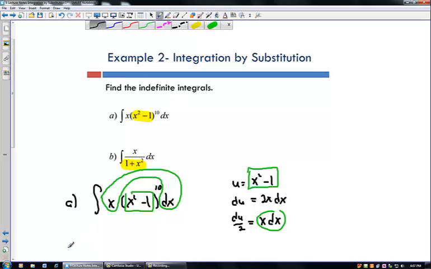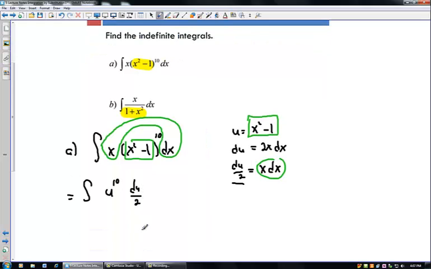So this is going to equal the integral of, and I have x squared minus 1 to the 10th, so that's u to the 10th. And that x dx, I'm going to cut that out, and I'm going to replace it with du divided by 2. And a lot of times, I'm going to run out of space on the right, so I'm going to write underneath it here. A lot of times, you can put this 2 underneath u to the 10th. You could even pull it out if you like. It really doesn't matter. Maybe I'll pull it out.